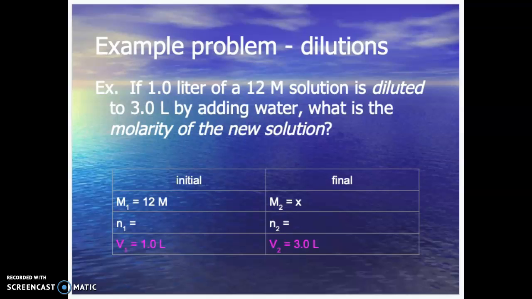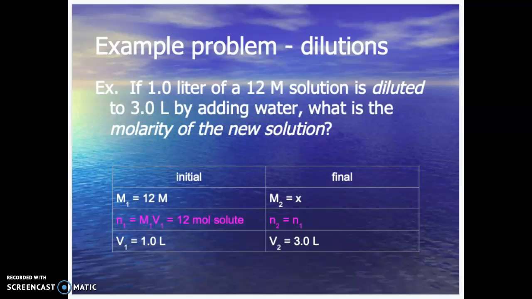This leaves me to solve for n, my moles of solute. The problem doesn't say anything about moles of solute, but for my initial solution, my 1.0 liters of 12 molar solution, I can solve for my number of moles of solute. I'm going to use my molarity formula, molarity equals moles divided by volume, and solve for my number of moles, n1. Rearranging, n1 is equal to M1 times V1. So I have 12 moles of solute in my original solution.